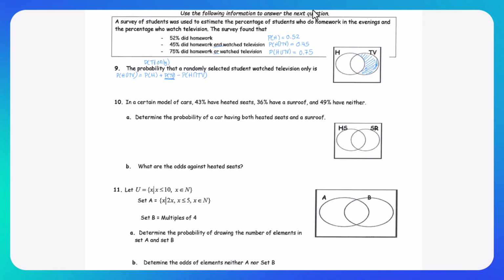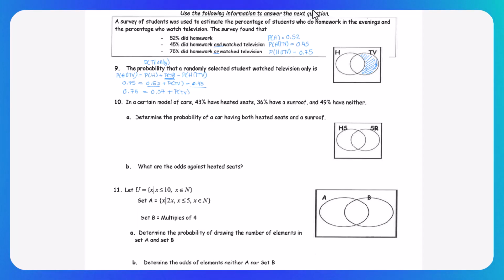Well, let's fill in what we know. We know that OR is 0.75. Probability of H is 0.52. We're looking for this. And we're going to subtract the 0.45. Now, we can combine this with this first to get 0.75 equals 0.52 minus 0.45 is 0.07.